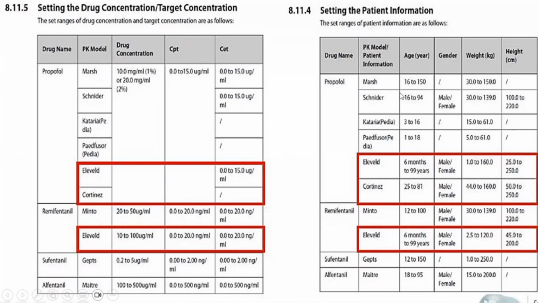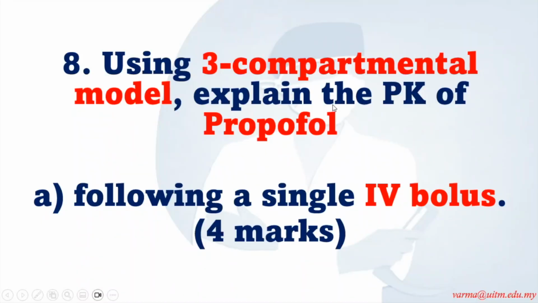With MASH, you don't need to put in gender as well. It's not gender specific. Whereas for effect site, when you use Schneider and Minto, they are gender specific. You can see there are a lot of other models as well. So as I started off my presentation, I'm only teaching conventional TIVA. Next, using a 3-compartmental model, explain the pharmacokinetics of propofol. We will mention it later, but now the question has 2 parts.